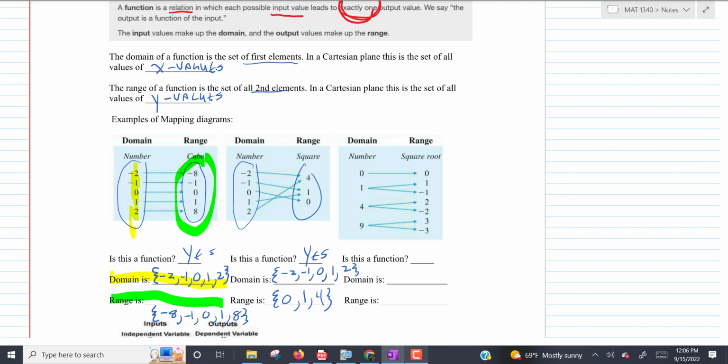That never happened here. In fact, we could have just one number in the range, and they could all be going to that one number, and it's still a function. So that's not a function. Does everybody understand why that's not a function? All right, so let's write that down.